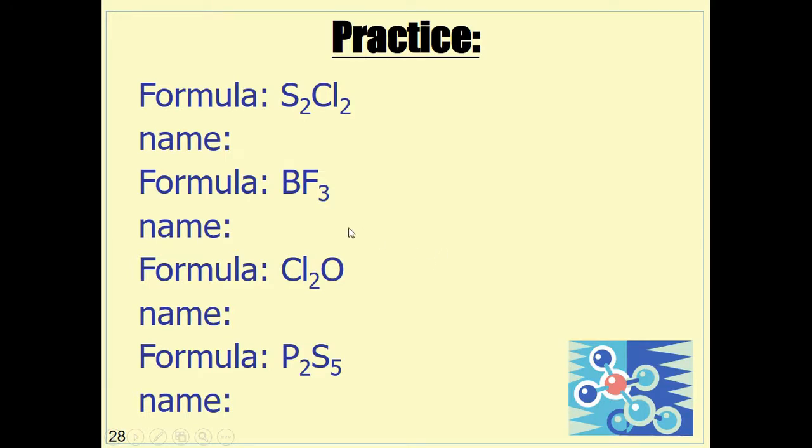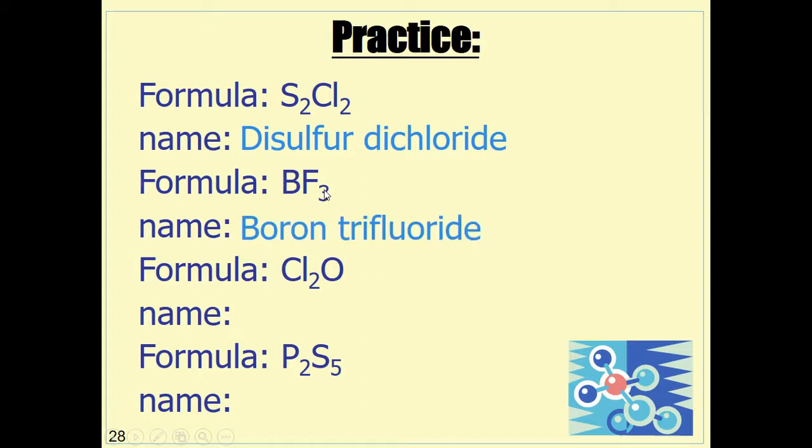Okay, welcome back. First one, 2 sulfurs, 2 chlorines. This is a disulfur dichloride. 2 sulfurs, 2 chlorines, replace the ending with IDE. 1 boron, 3 fluorines. Boron trifluoride. Replace the ending with "ide." There is no mono in front of this word because we don't need it for the first element.